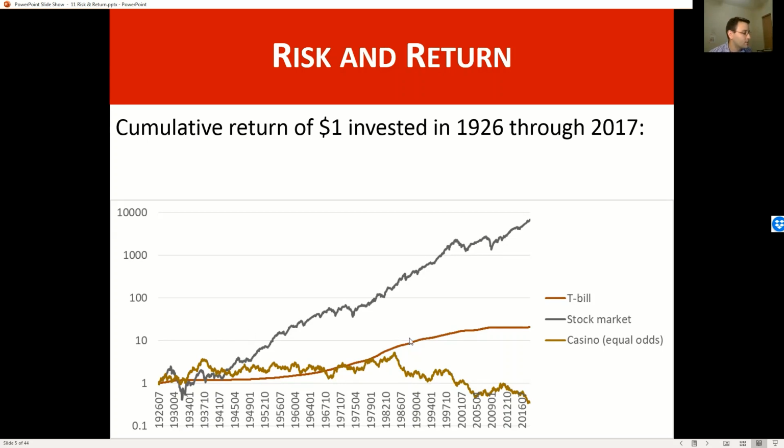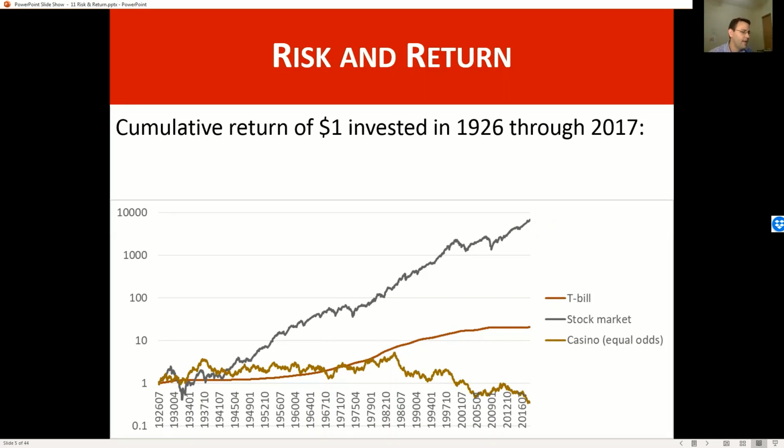That $1 is going to turn into maybe $15 at best, over 90 years. So you're multiplying your money by 15 times. That's not bad, but it's not as good as 8,000 times. It's much worse than multiplying your money 8,000 times, obviously.